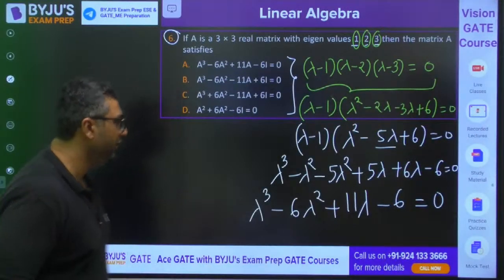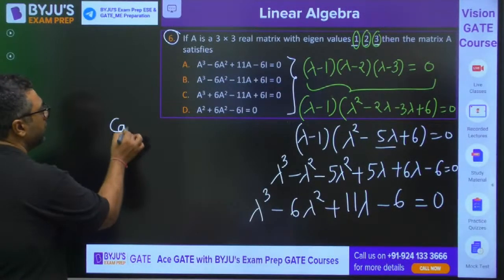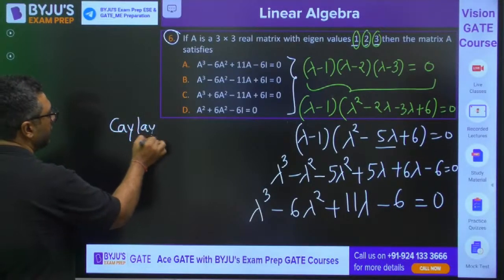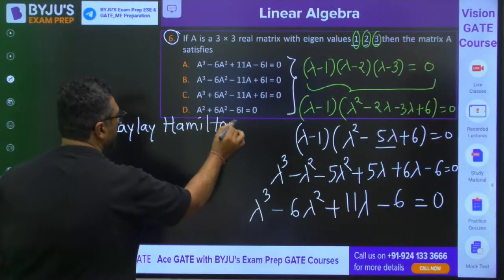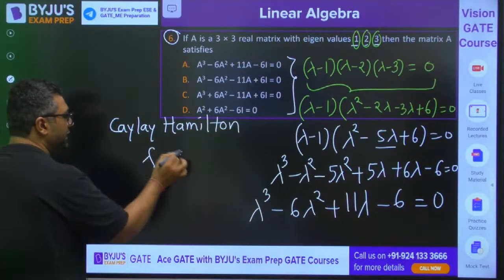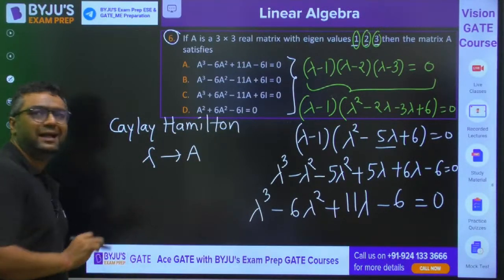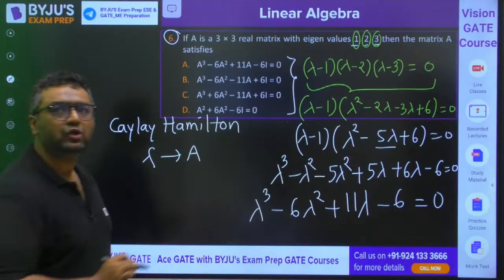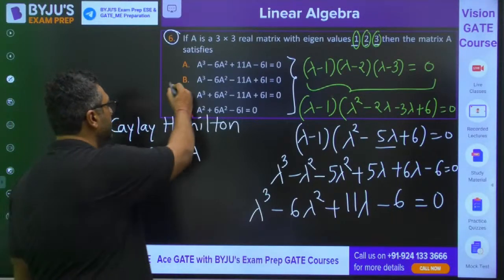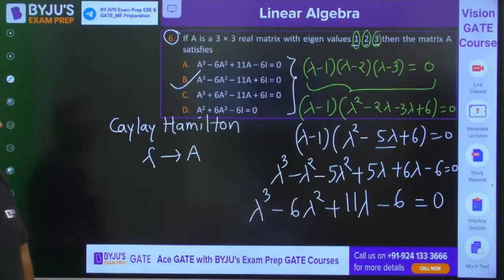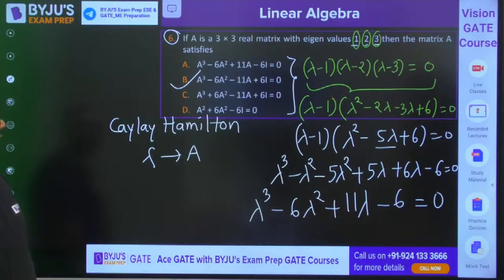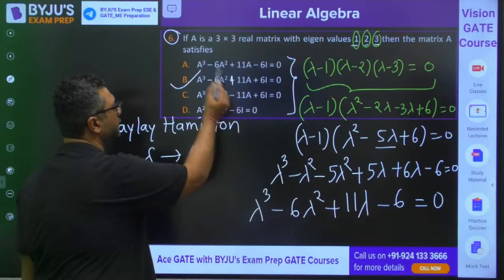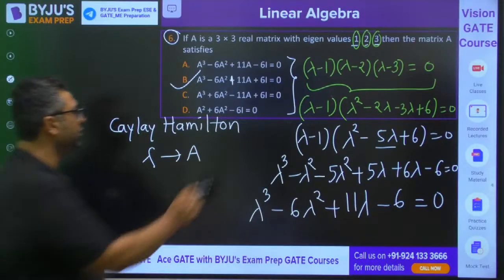So now you will be having the Cayley-Hamilton theorem, which is saying put lambda is equals to A. And I feel everybody is getting the answer to be B. Are we getting? Yes. Here I feel plus will be there. And here will be minus.